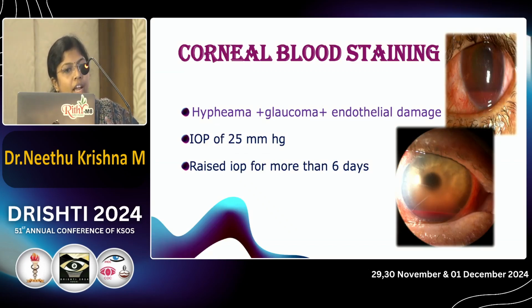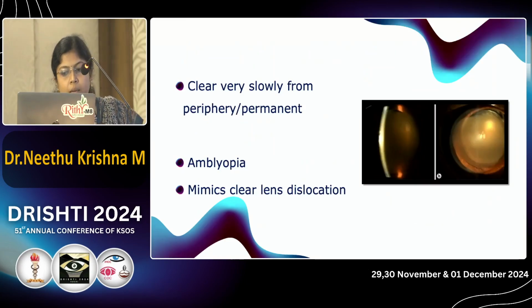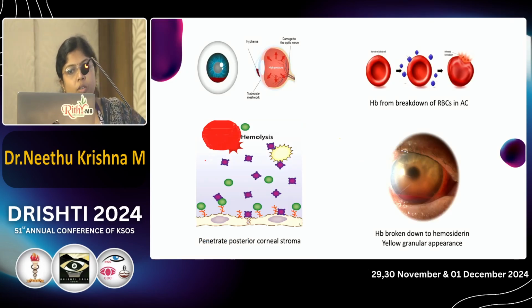The triad of hyphema, glaucoma and endothelial damage increases the chance of corneal blood staining. With an IOP of 25 mm of mercury, raised IOP for more than 6 days can result in corneal blood staining. The main pathology is in hyphema: the RBCs in the anterior chamber break down to hemoglobin.